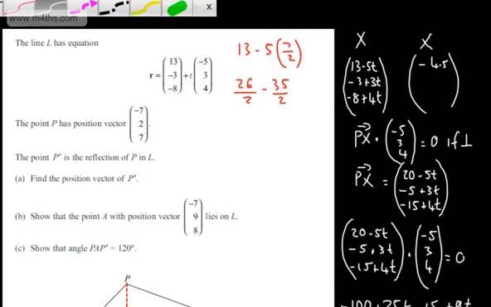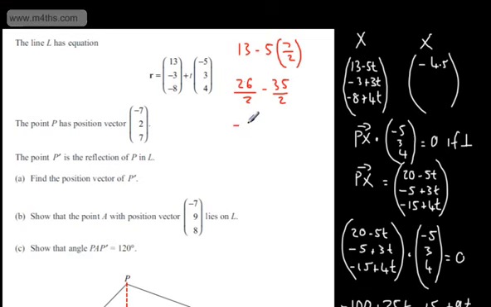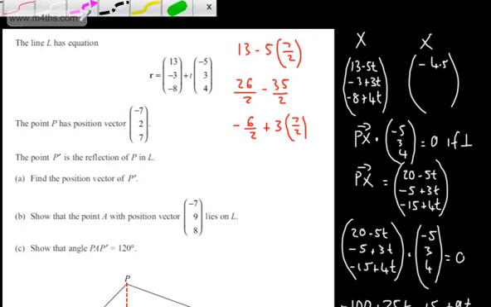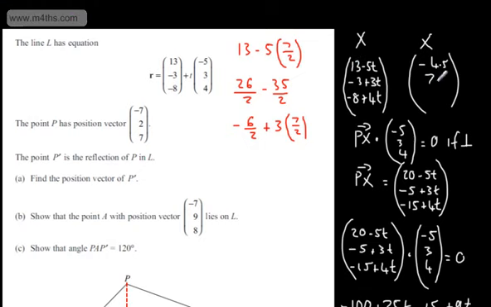If we look at the next one, we've got the minus 3 plus 3t. So let's write that as minus 6 over 2 plus 3 lots of 7 over 2. That's going to give me 21 over 2 minus 6 over 2, which is going to give me positive 15 over 2. So that's 15 over 2, or 7.5.